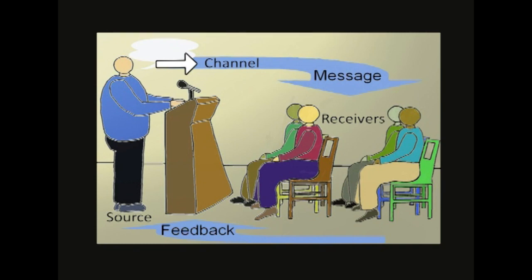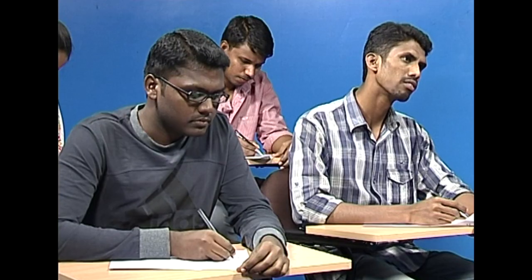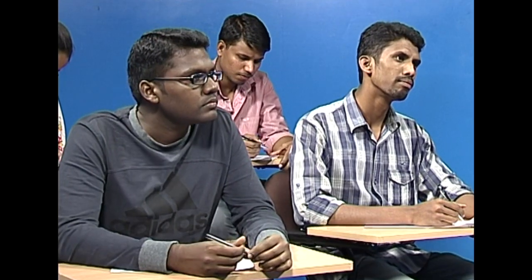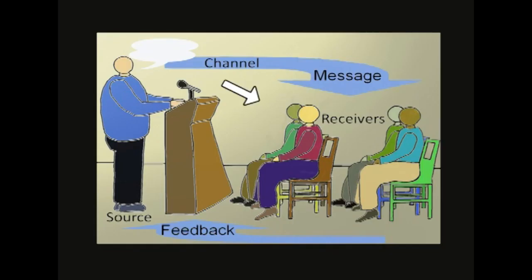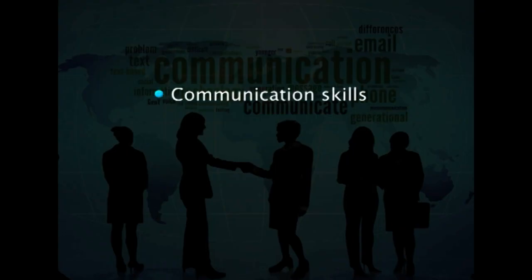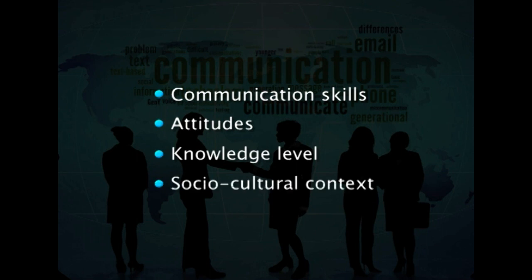This is the carrier of message. It may be natural, but involves one of the sense modalities like seeing, hearing, touching, smelling, tasting, or it may be artificial such as newspaper, radio, television, telephone, etc. The next element is receiver, and he is the final consumer of the message in the communication process. All the factors which determine the success of the source in communication process are also applicable to the receiver, that is communication skills, attitudes, knowledge level and socio-cultural context.